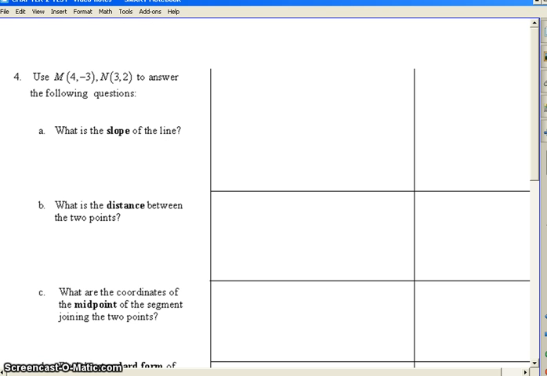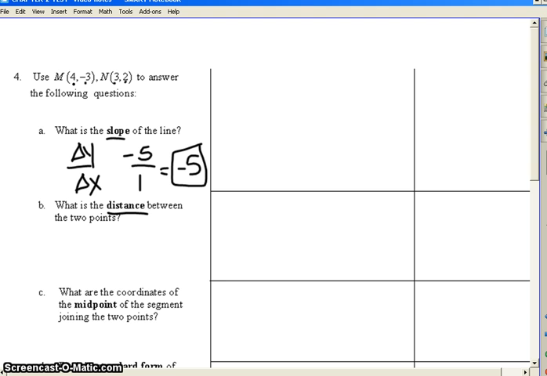Okay, use the points 4, negative 3, and 3, 2 to answer all of the following questions. What is the slope? The change in y over the change in x. Okay, so if I take negative 3 minus 2, I get negative 5, and 4 minus 3 is 1, so my slope is negative 5.